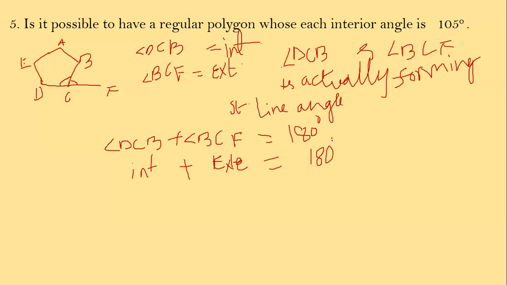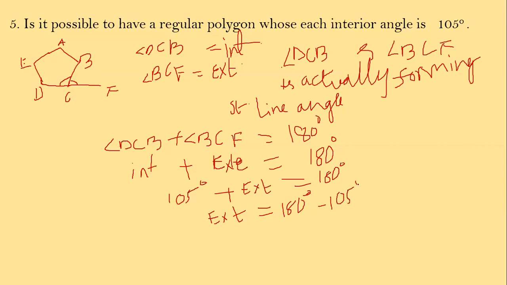Okay, now I know the interior angle is 105, but I don't know the exterior angle, right? So what I will do, I will find out its exterior angle. If I find it out, it will be 180 degrees minus 105 degrees, right? Which will give you 75 degrees. So 180 degrees minus 105 will give you 75 degrees.